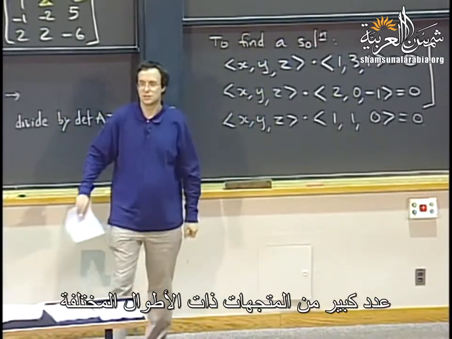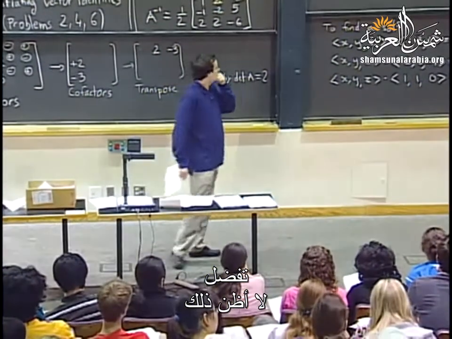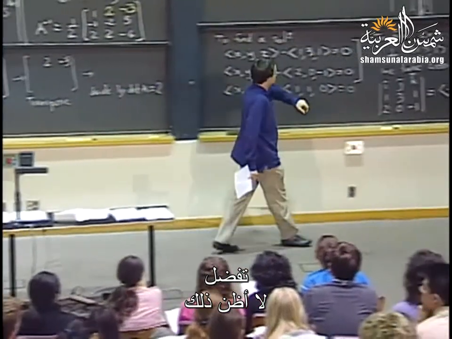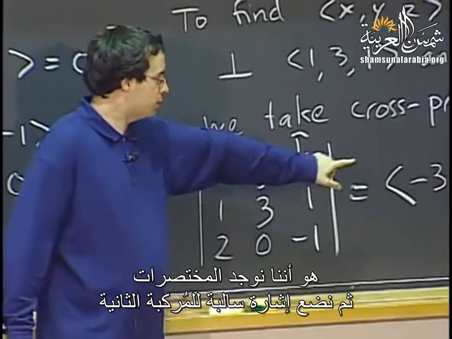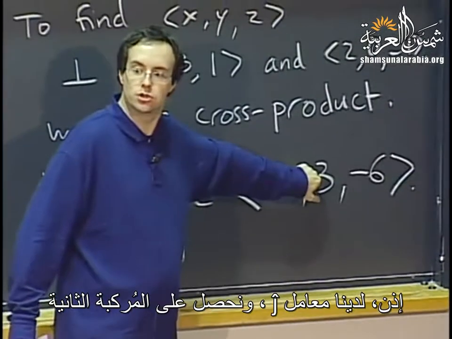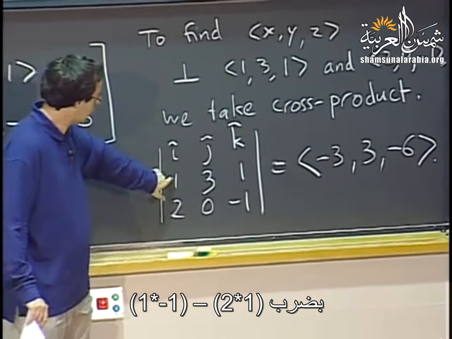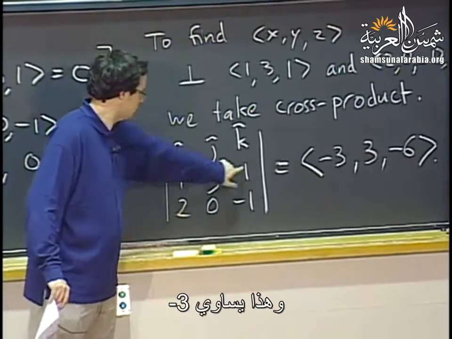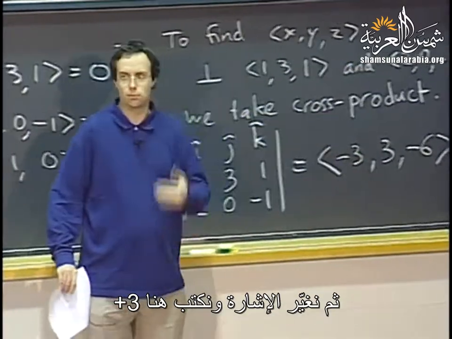Yes? The second one, the y, I don't think so. Because an important thing to remember about cross product is we compute the minus, but then we put a minus sign on the second component. So the coefficient of j, the second component, you do 1 times minus 1, minus 2 times 1. That's negative 3 indeed. But then you change that to a positive 3.